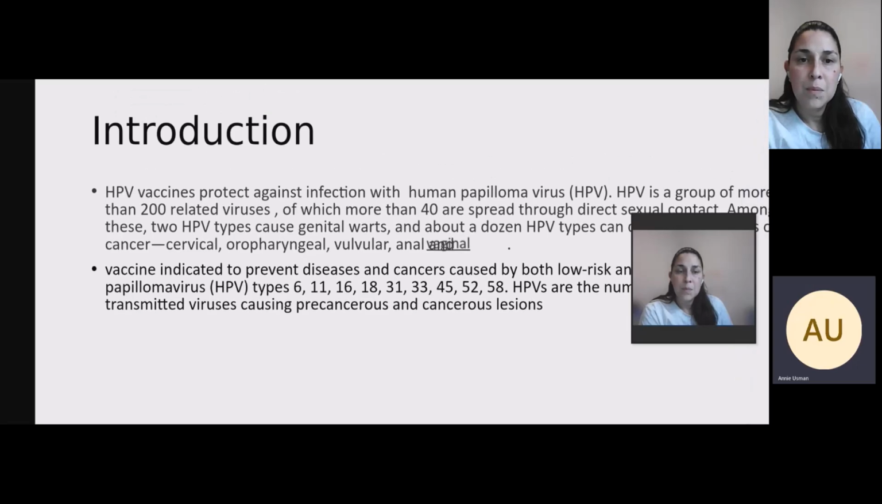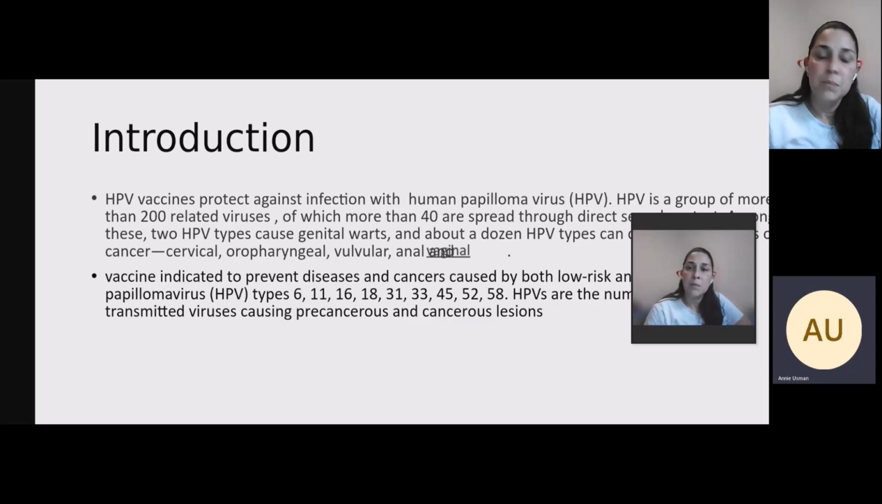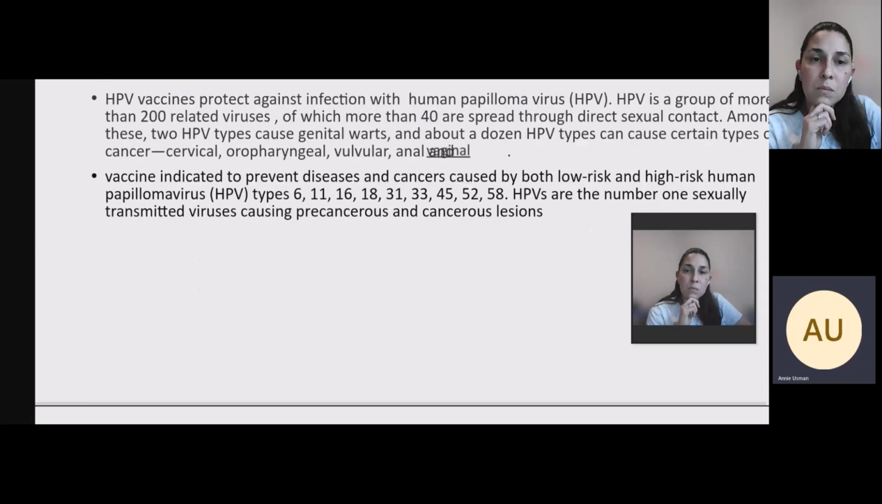Are you able to see it? Yes, perfect. Okay, so basically the HPV vaccine is a protective instrument against human papillomavirus infections. They usually spread by sexual contact. From these two HPV types, they can cause genital warts, and certain more HPV types can cause oropharyngeal cancer, vaginal cancer, anal cancer, and cervical cancer.